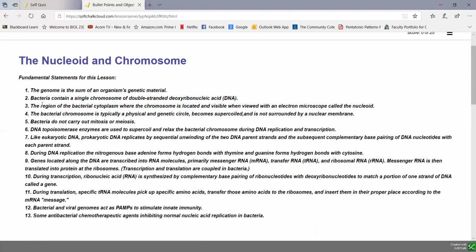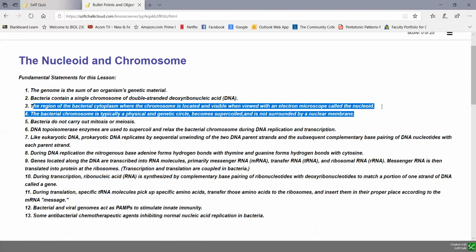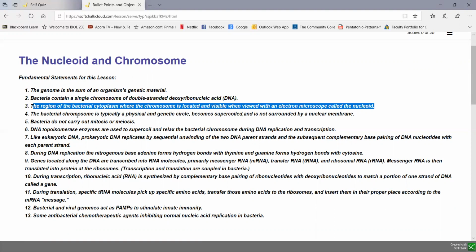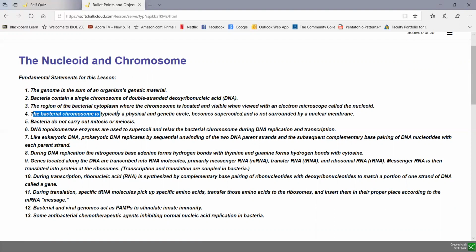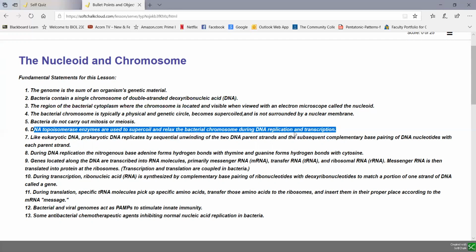The region of the cytoplasm where the chromosome is located and visible when viewed through an electron microscope is called the nucleoid. The bacterial chromosome is typically a physical and genetic circle and becomes supercoiled and is not surrounded by a nuclear membrane. Bacteria do not carry out mitosis or meiosis. DNA topoisomerase enzymes are used to supercoil and relax the bacterial chromosome during DNA replication and during transcription.